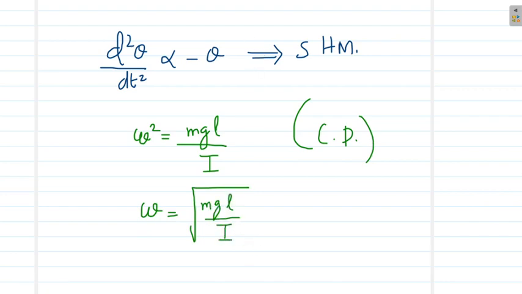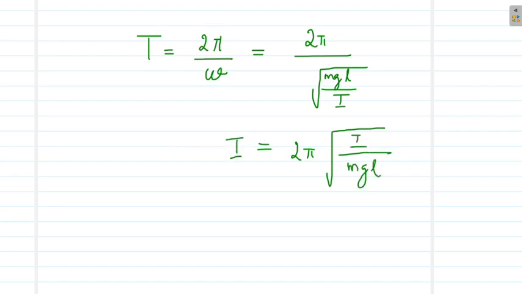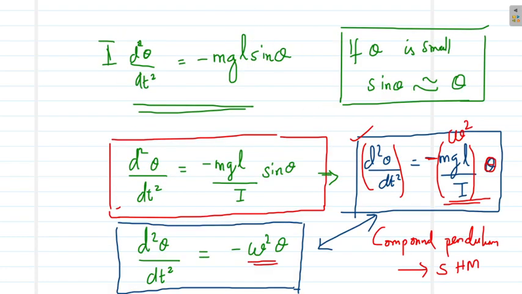Now we know the angular frequency and time period are related as time period is equal to 2 pi by omega. So this is equal to 2 pi divided by root of mgl divided by I, which is equal to 2 pi into root of I by mgl. So this is the equation for time period. So we were able to extract the time period of the system just from the differential equation of motion of the compound pendulum. So that is how this equation becomes useful in evaluating various properties of the system.